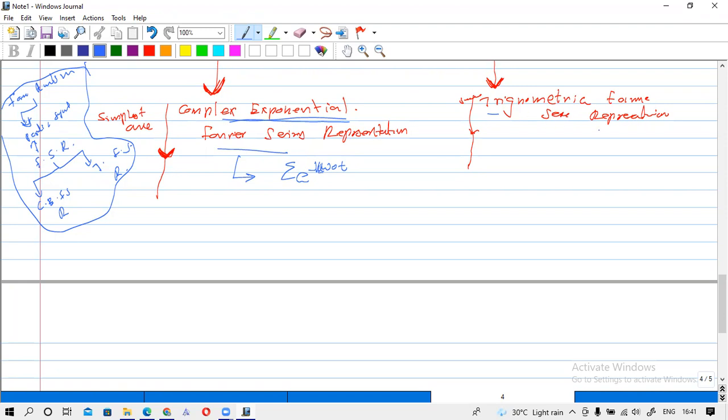And in the trigonometric Fourier series representation, we are going to represent the signal as a combination of sinusoidal signals. Basically we have learned two sinusoidal signals, that is the sine signal and the cos signal. So we can represent any signal as a combination of sine terms and cos terms. Actually this is the idea.